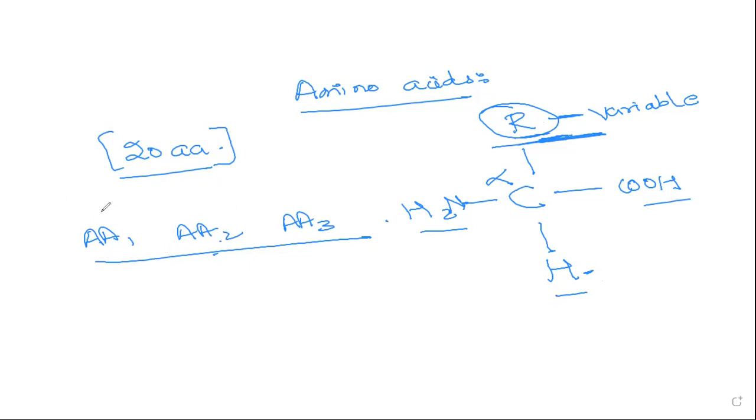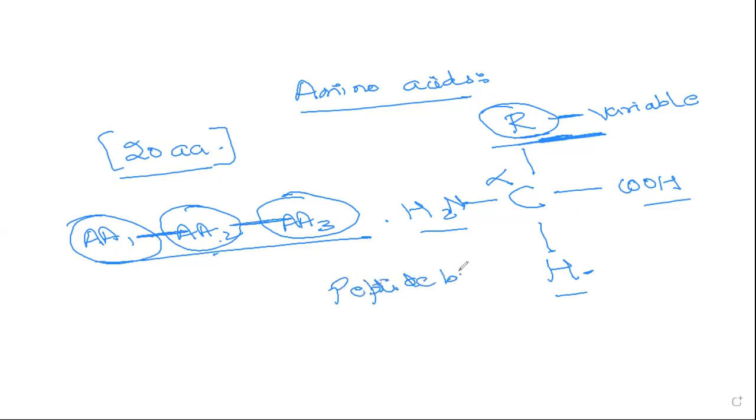Okay, so these amino acids basically join together to form a polypeptide or a protein chain. Now, how are these joined? These are joined by a bond called the peptide bond. Later on in this lecture, we'll be taking up the structure of the peptide bond. But before that, I would like you to see this structure of amino acid.